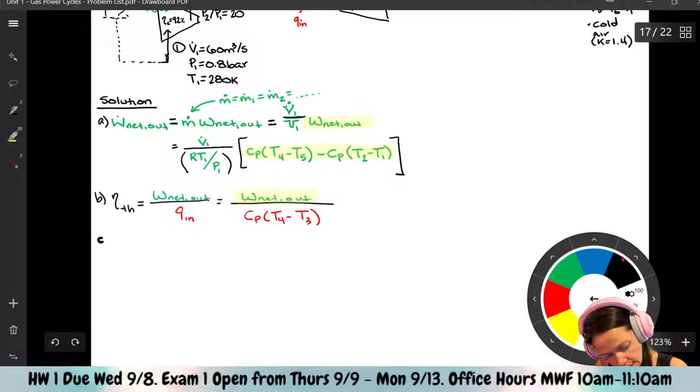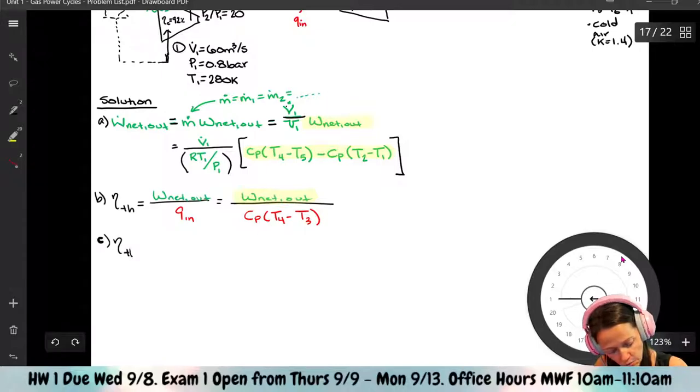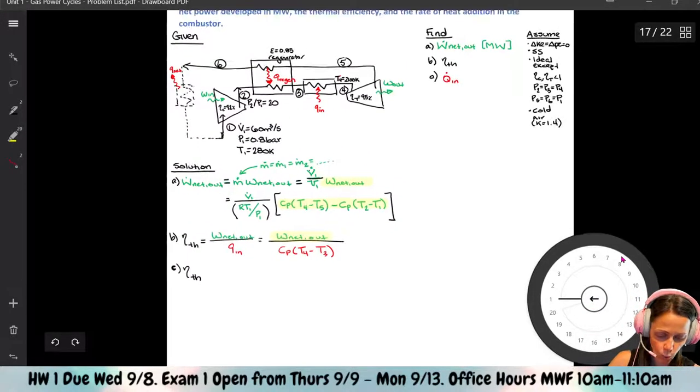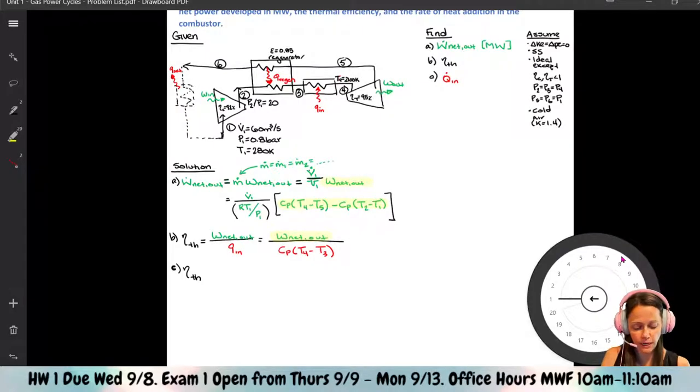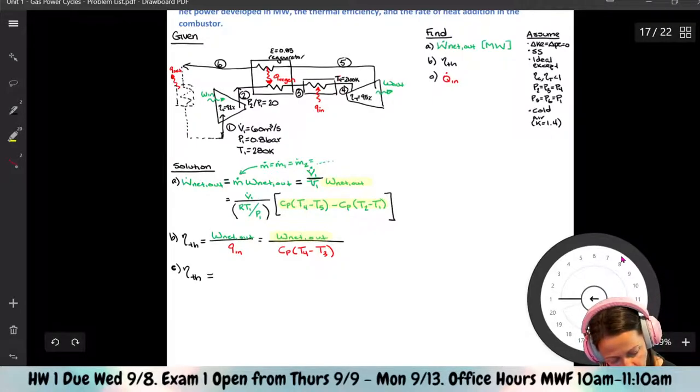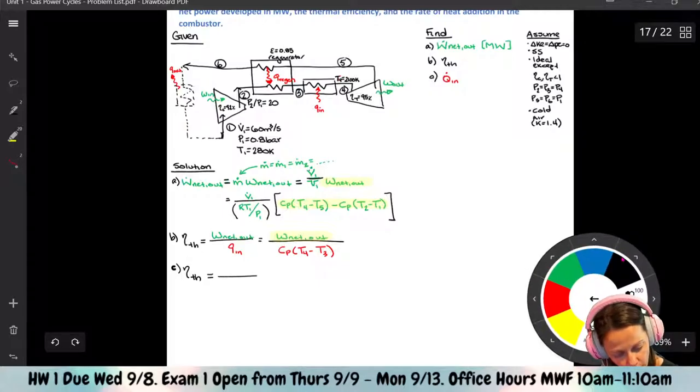And then the very last thing is going to be my thermal efficiency. So yes, I can define it in terms of work net out and Q in, but I can also, if I multiply the top and the bottom by M dot, then what I would have is W dot net out over Q dot in. And so now I've got an equation for that Q dot in.